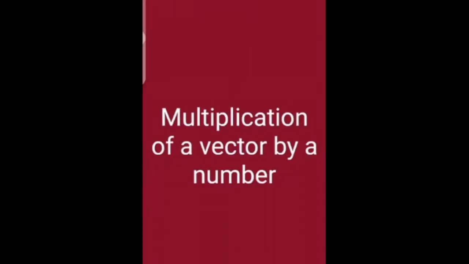Now we will talk about the multiplication of a vector by a number. You will see that vector f is 2 centimeters long. If we multiply it by 2, it will be 4 centimeters long, and if we halve the vector f, it will be 1 centimeter long. This is the multiplication of a vector by a number.